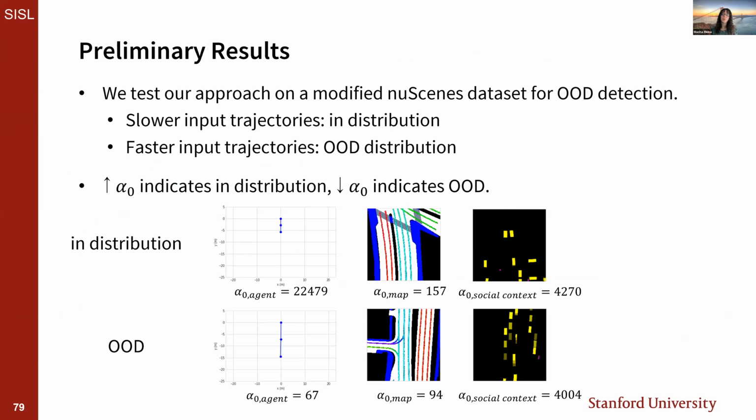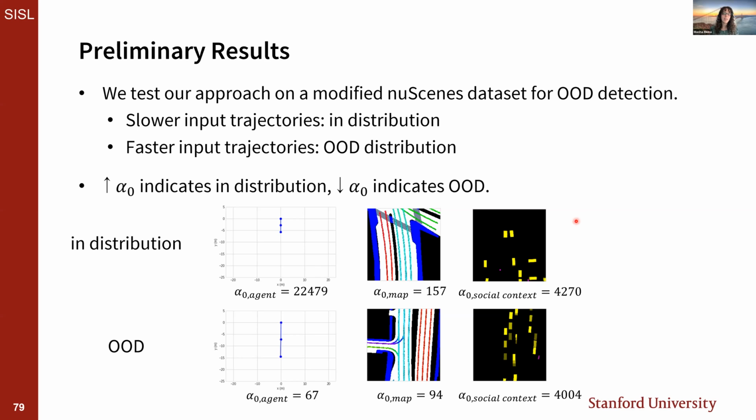We test our approach on the nuScenes dataset, and here are some very preliminary results. We modified the nuScenes dataset for our out of distribution detection task. We consider slower input trajectories as in distribution and faster ones as out of distribution. We expect higher alpha 0 values for in distribution examples and lower alpha 0 values for out of distribution examples.